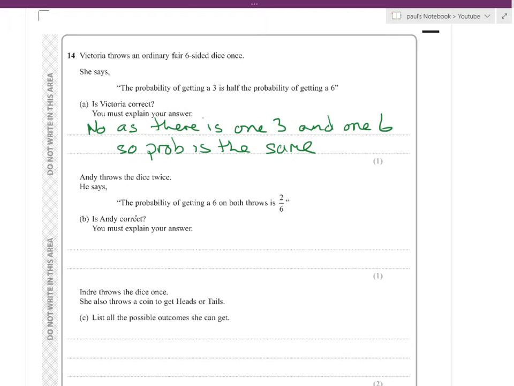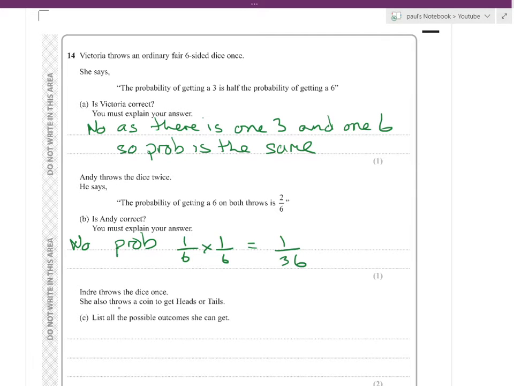Andy throws the dice twice. The probability of getting a 6 on both throws is 2 over 6. No. The probability is 1 over 6 times 1 over 6, which equals 1 out of 36.